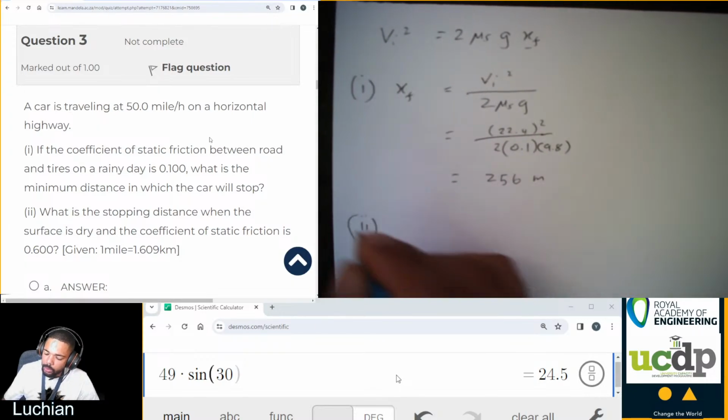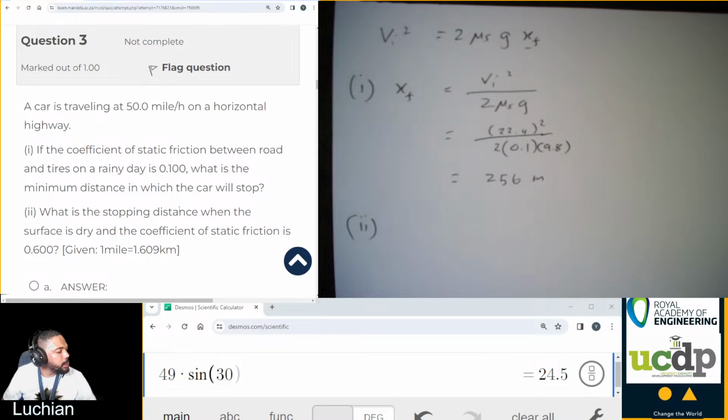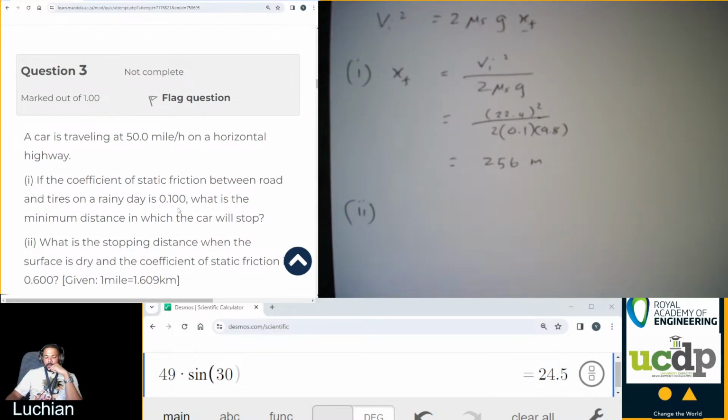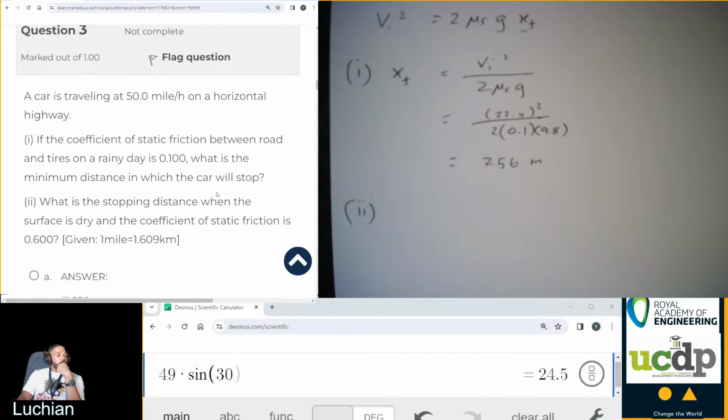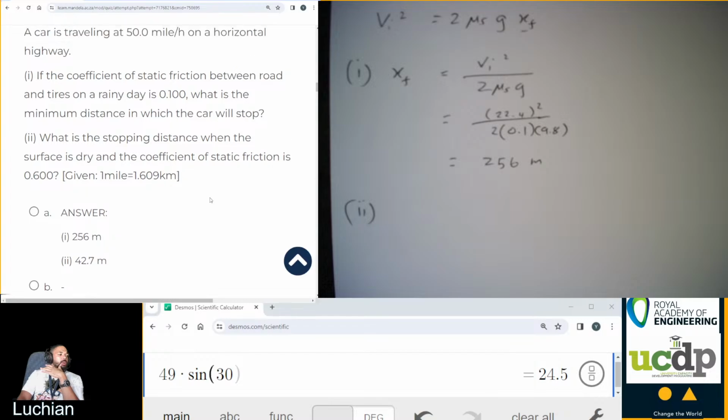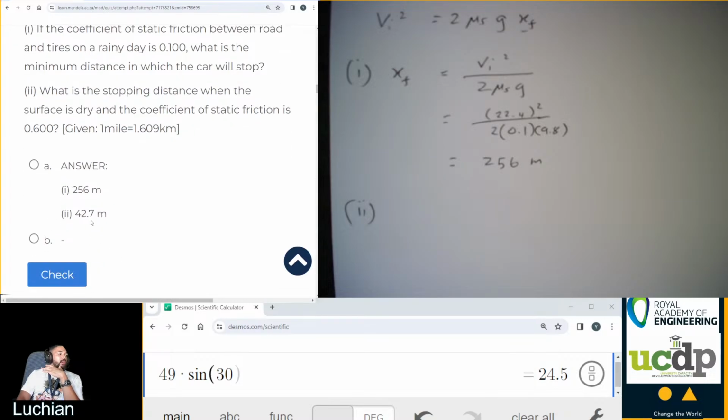Question number two, they ask us, what is the stopping distance when the surface is dry and the coefficient of static friction is 0.6? Okay, so let's just think. Will it stop quicker when it's dry or longer? It will stop quicker because there is more friction, and if there's more friction, then its deceleration is more, meaning it'll have a quicker stop. And you can see there, its answer should be 42.7.